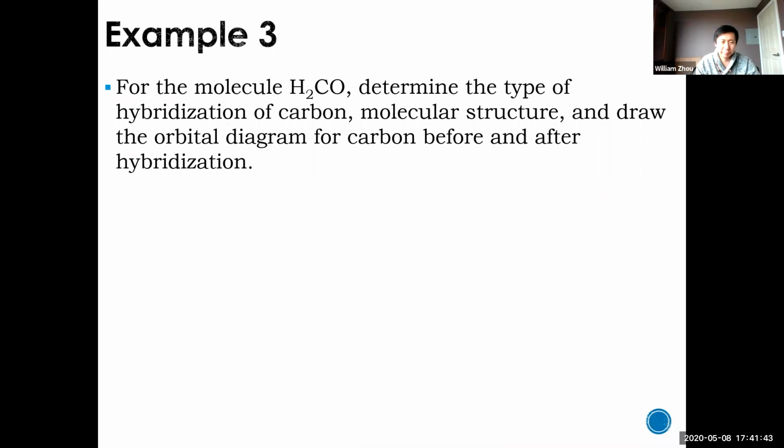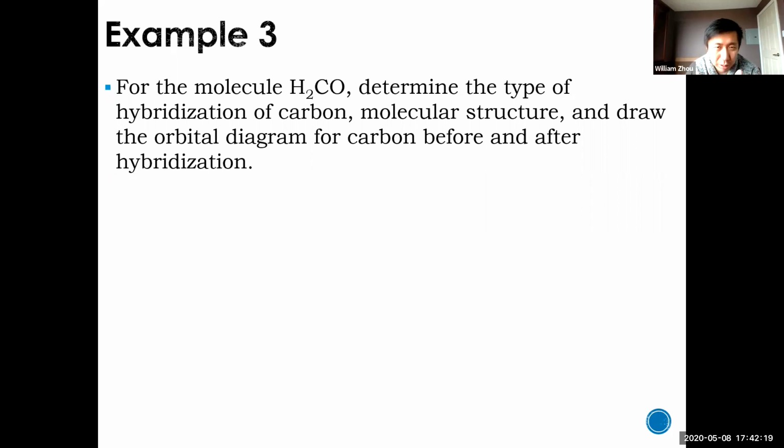So, example 3. H2CO. Determine the type of hybridization of carbon, the molecular structure, and draw the orbital diagram for carbon before and after the hybridization. All right, I'm going to show you how to do this one. I'll ask you to do the next one on your own. First of all, you have to figure out what types of bonds the carbon is making, and how many things are sticking out of that carbon. And to do that, you must draw the Lewis diagram.